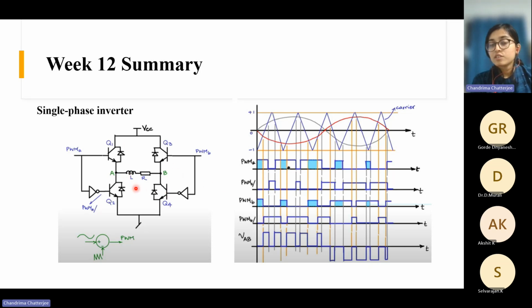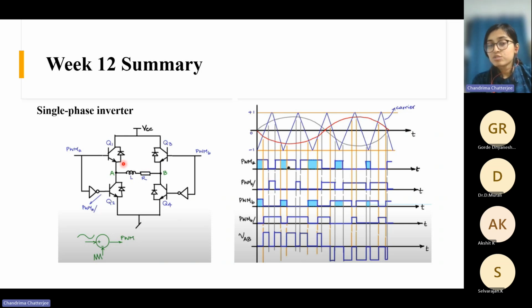And if you want the voltage across the load VAB, you will get a voltage something like this. When Q1 is on, you see VCC comes here. Suppose at this instant this switch has pulse high, and B is also pulse high. So B is this leg. This switch and this switch, both are on. So here also VCC comes and here also VCC. The net voltage is 0. Here it is 0.